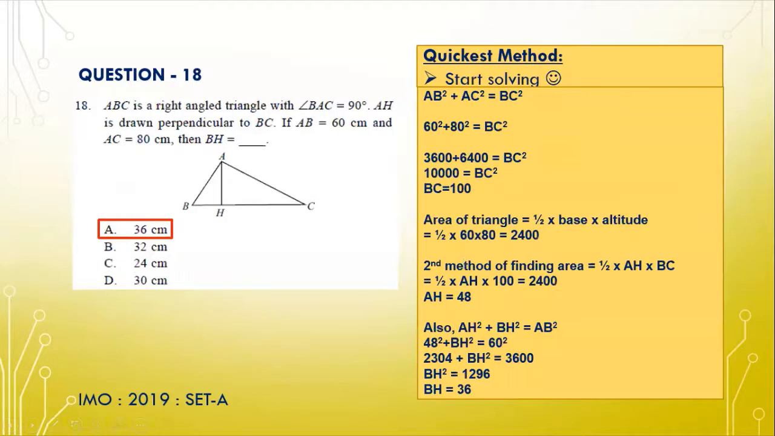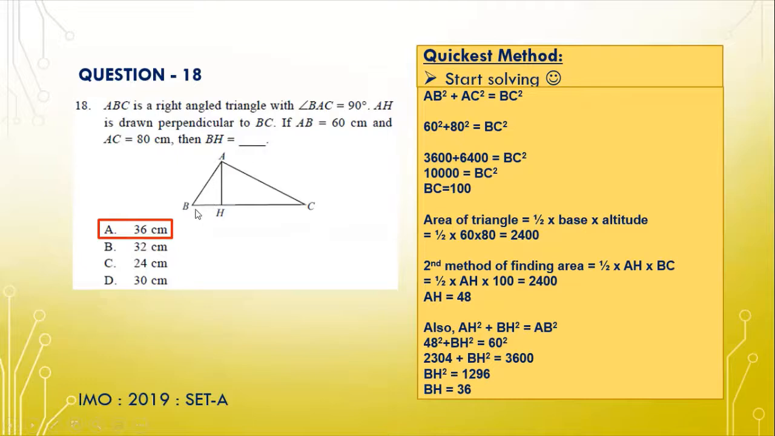Okay, next one. ABC is a right angle triangle with angle BAC as 90 degrees. AH is drawn perpendicular to BC. If AB is equal to 60 centimeters and AC is 80, then BH is how much? Start solving, isn't it?